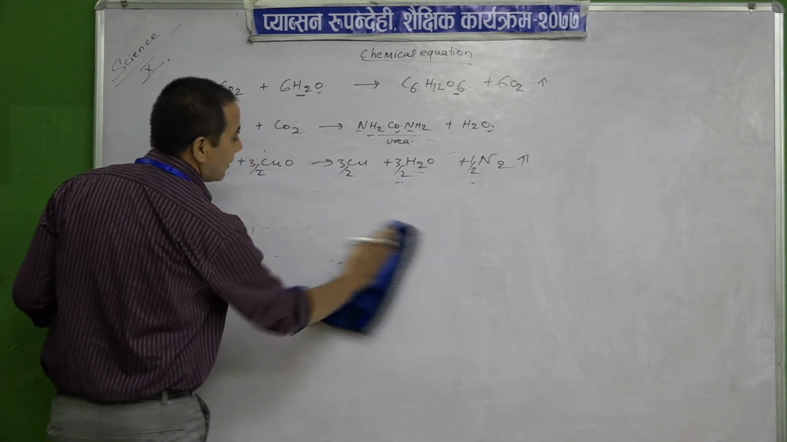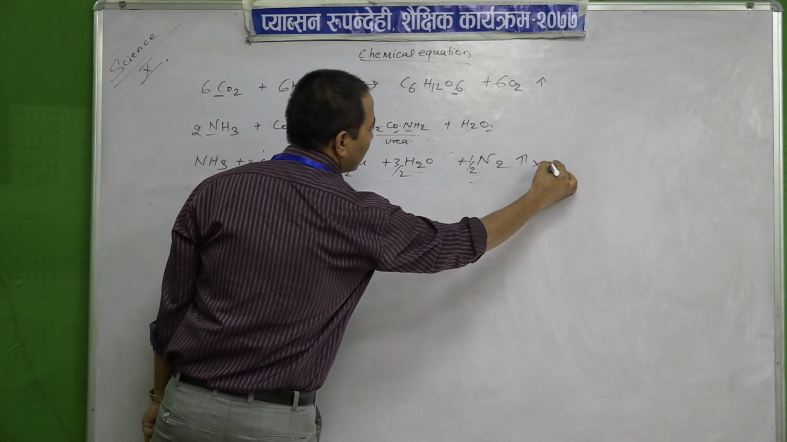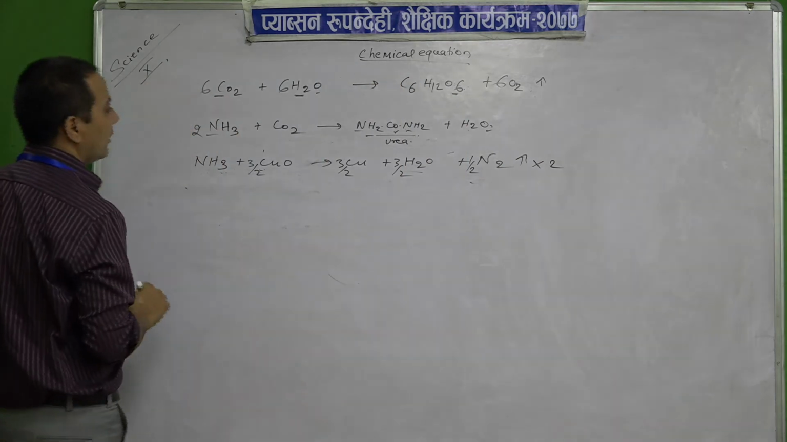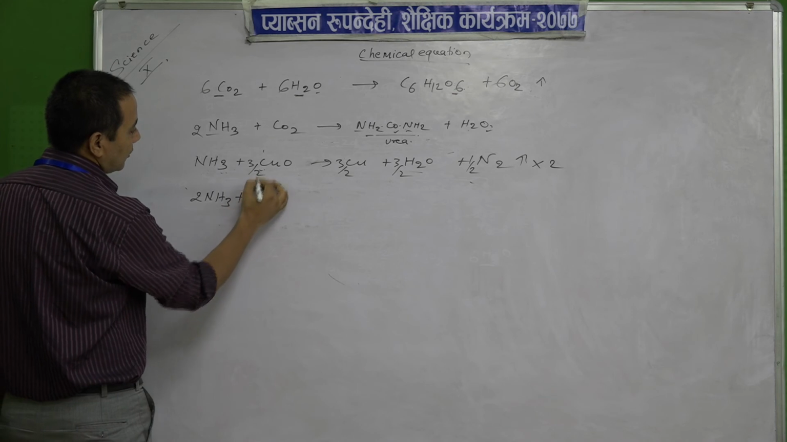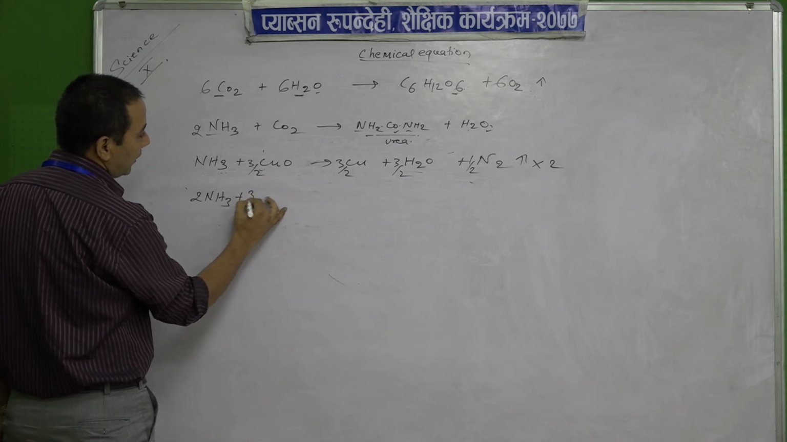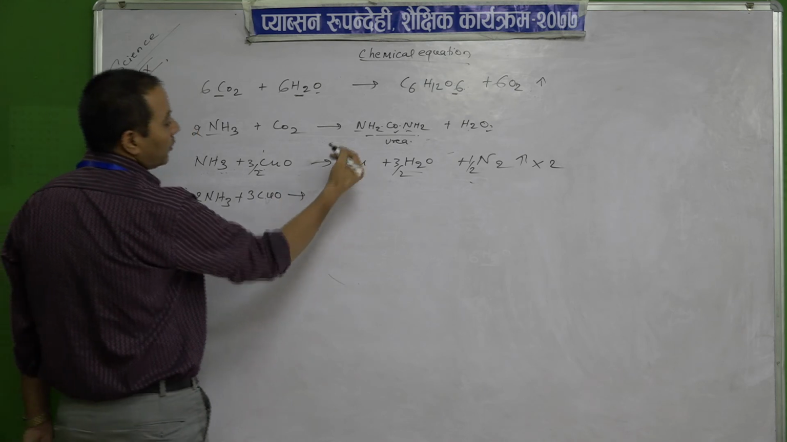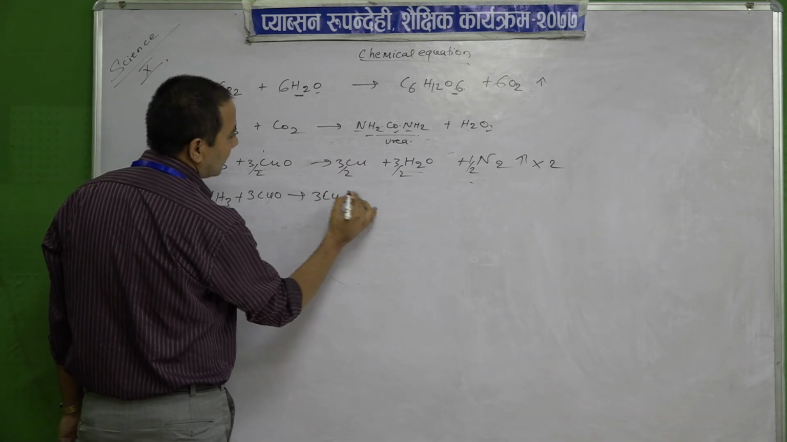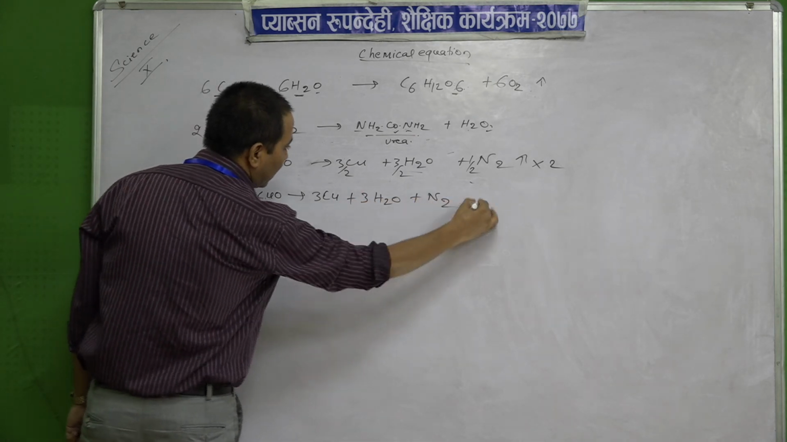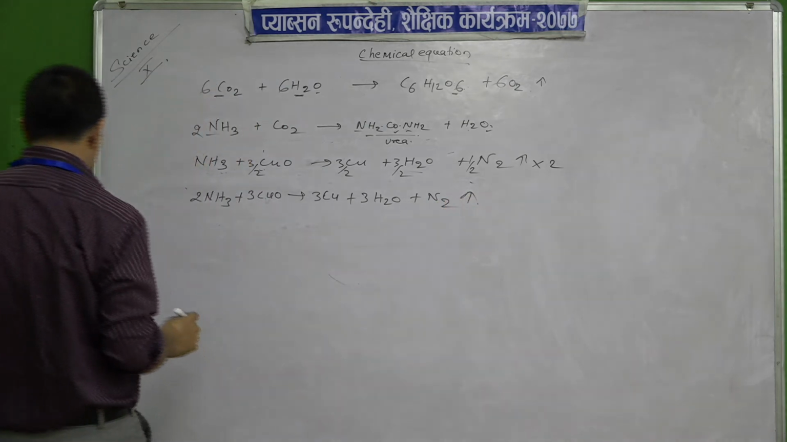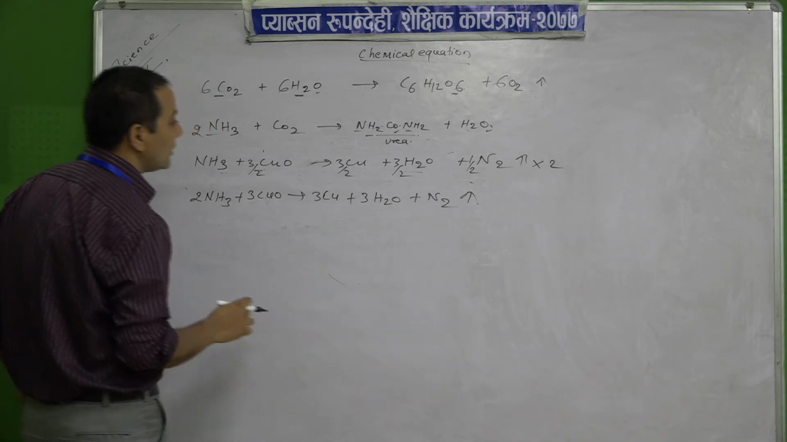So what do we have to do now? We will multiply all by 2. Okay, all. 2NH3 plus 3CuO equals to 3Cu plus 3H2O plus N2. Let's see whether the chemical equation has been balanced or not. You check that one.